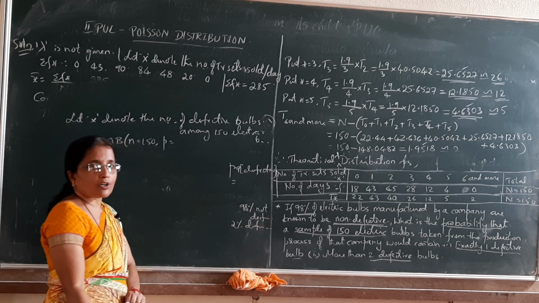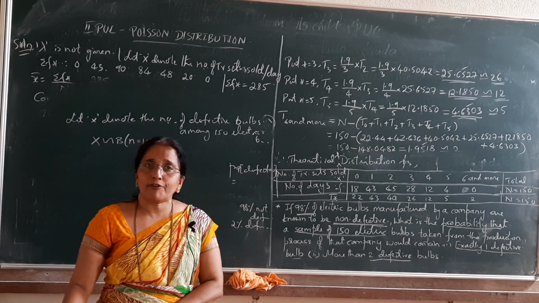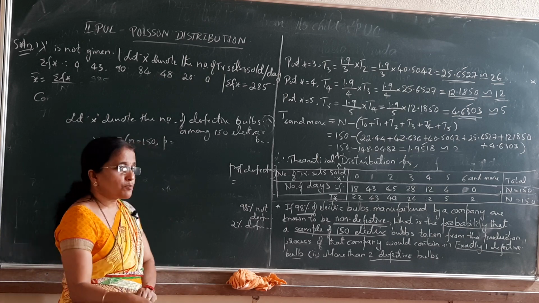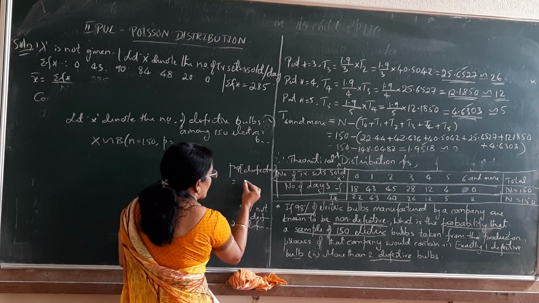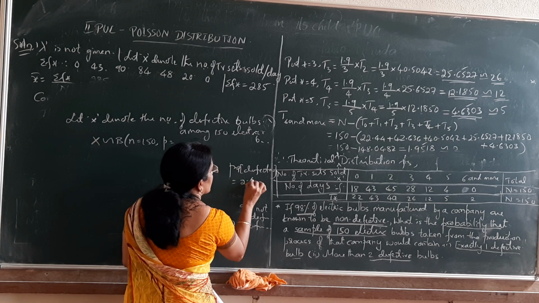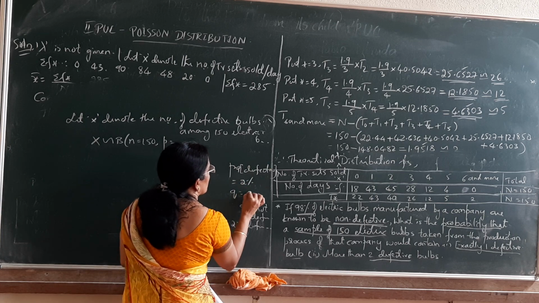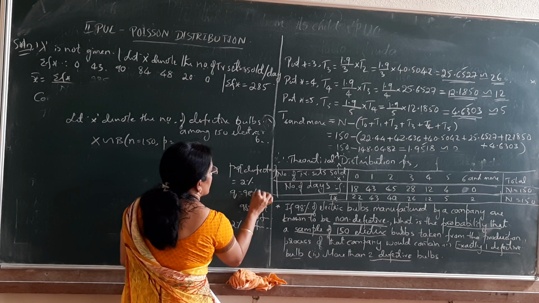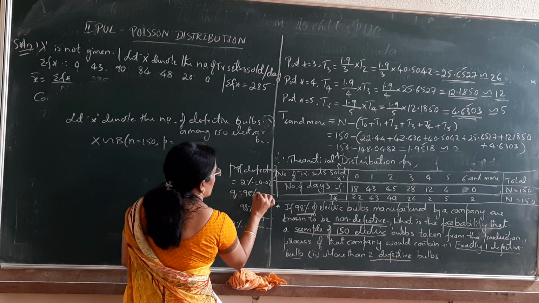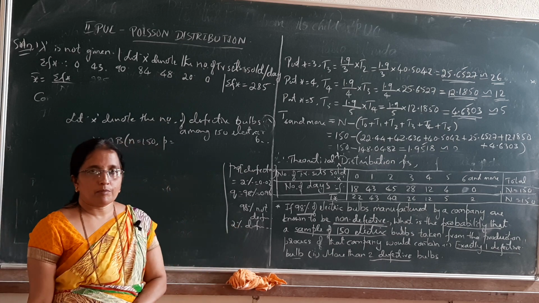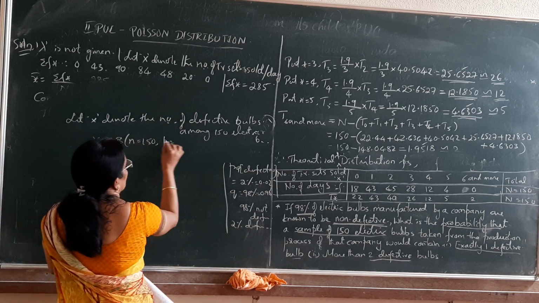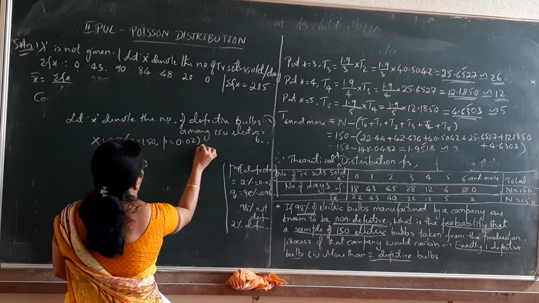Is it clear? So here probability of failure is given. Convert it as probability of success. So probability of an item is defective is 2%, q equal to 98%, right? That is p is 0.02, q is 0.98. This is how to understand the problem. So here n is equal to 150, p equal to 0.02.